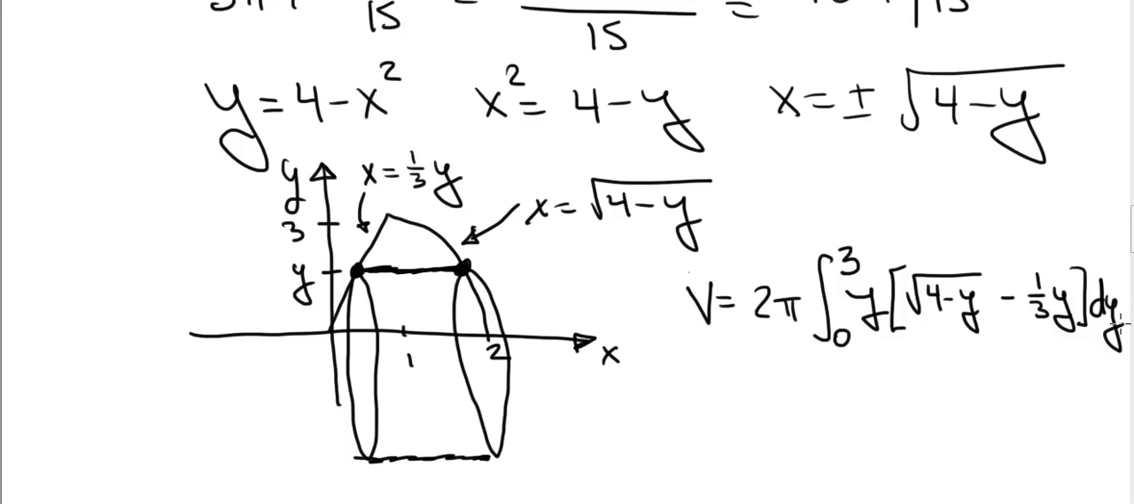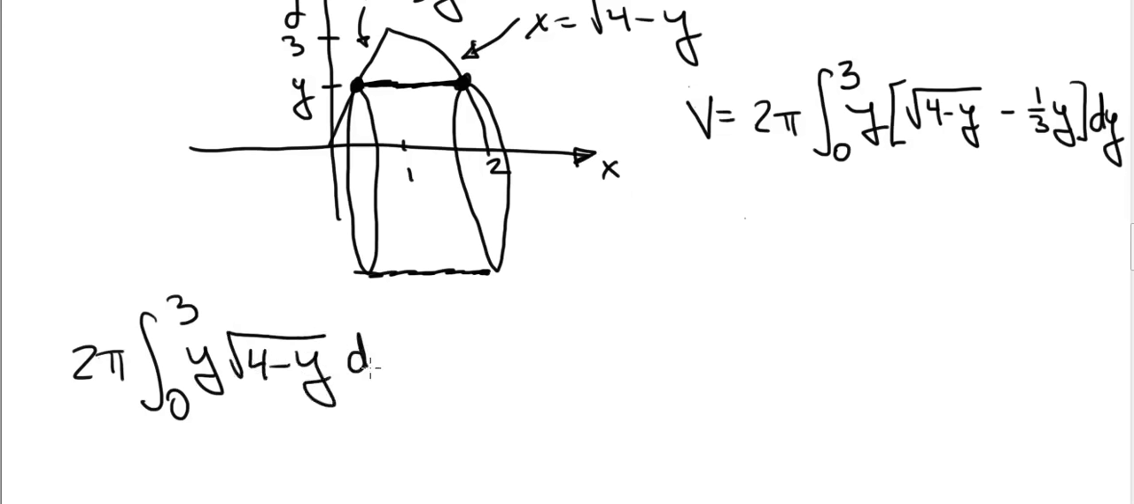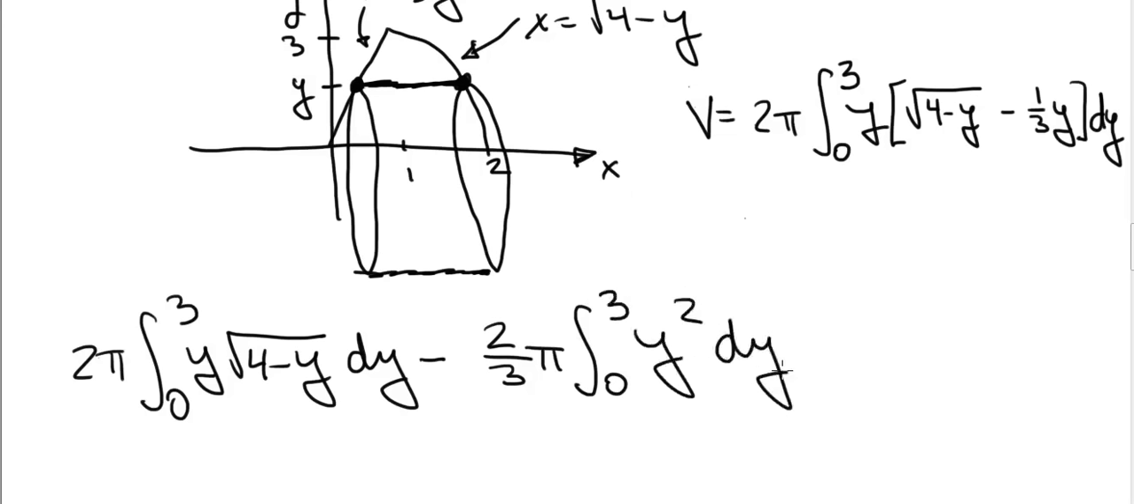So we have to evaluate this integral and hope that we don't make any mistakes, and it ends up being 98 pi divided by 15. So let's break this down into two separate integrals. We have 2 pi times the integral from 0 to 3 of y times the square root of 4 minus y dy. And the second integral would be minus 2/3 pi times the integral from 0 to 3 of y squared dy. Let's do the second integral first.